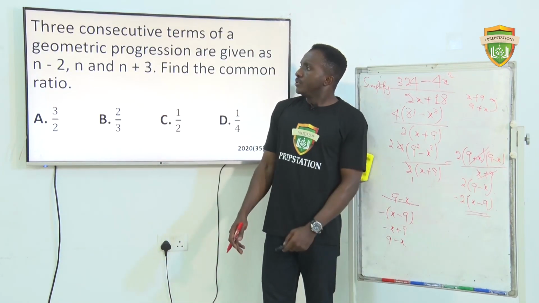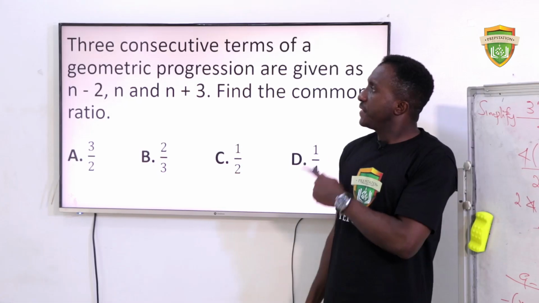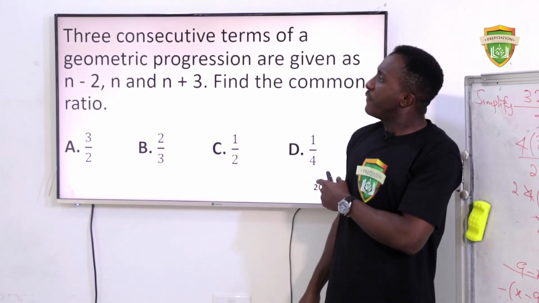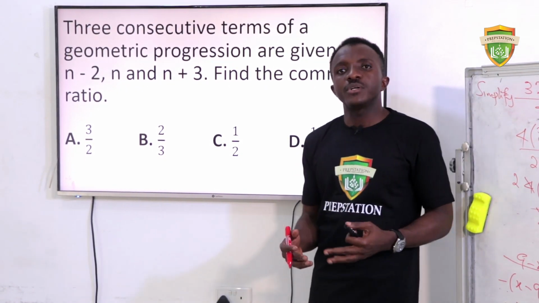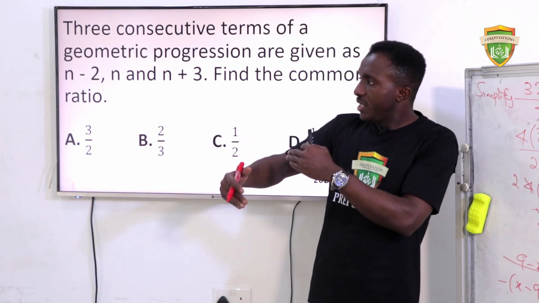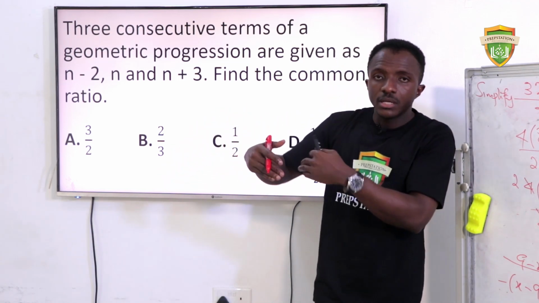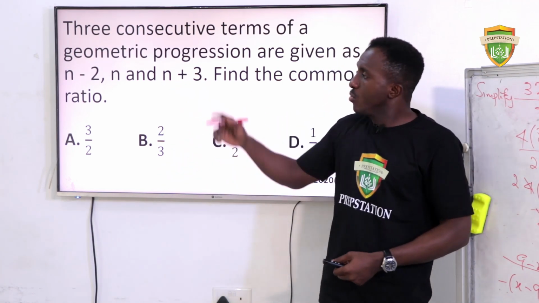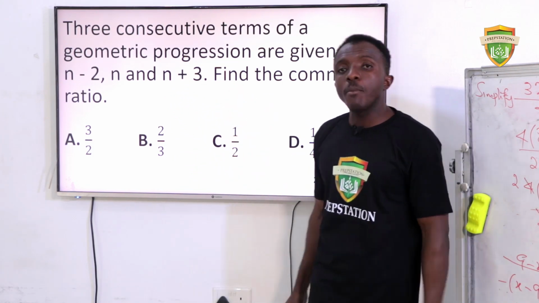Now, this is geometric progression. Three consecutive terms of a geometric progression are given. When we say consecutive, what it means is that they follow each other. So 3 terms. The second follows the first, and the third follows the second, and so on. So n minus 2, n, and n plus 3. The question is find the common ratio.